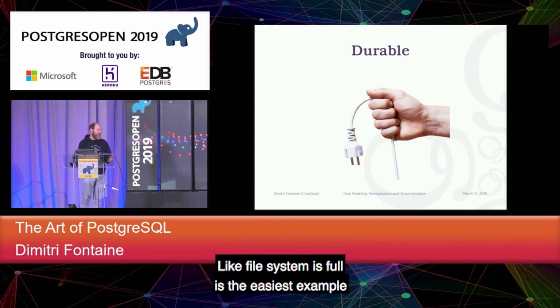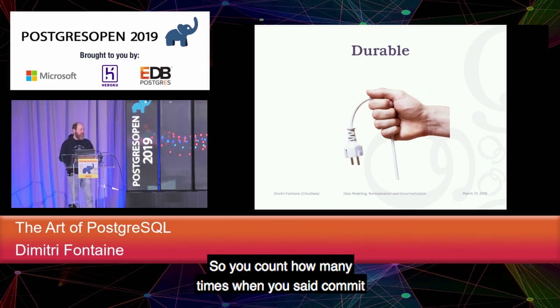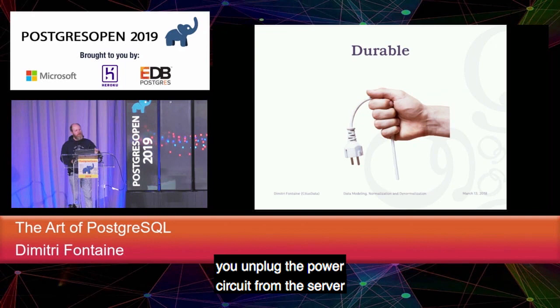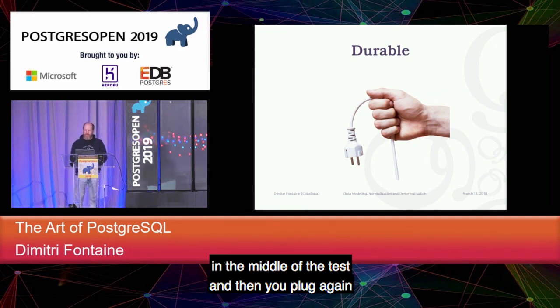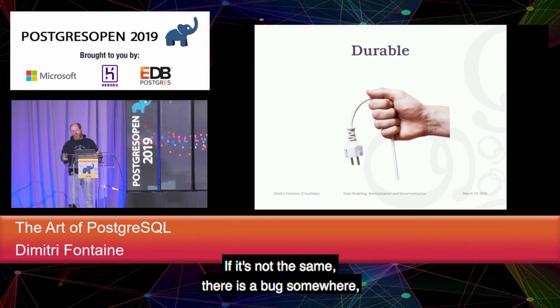Like file system is full is the easiest example to have in mind. So you say commit, maybe it's rollback. So you count how many times when you said commit, it was committed actually. And then while the test is running, you unplug the power socket from the server in the middle of the test. And then you plug again, and you count what you have on the server and what you have on the client. If it's not the same, there is a bug somewhere.